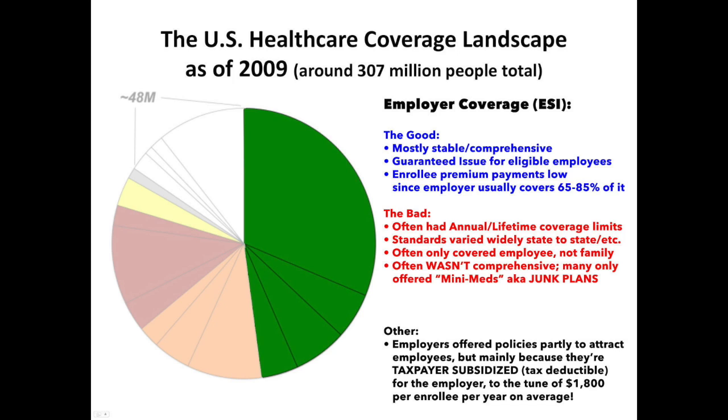However, the group markets weren't perfect. They often had annual or lifetime limits on coverage. The coverage comprehensiveness varied widely depending on which company you worked for or which state you lived in. Many times only the employee was covered, not their family, who would have to seek healthcare elsewhere. And most importantly, the healthcare policies offered by some employers weren't comprehensive at all. In fact, they were often known as mini-meds or junk plans.